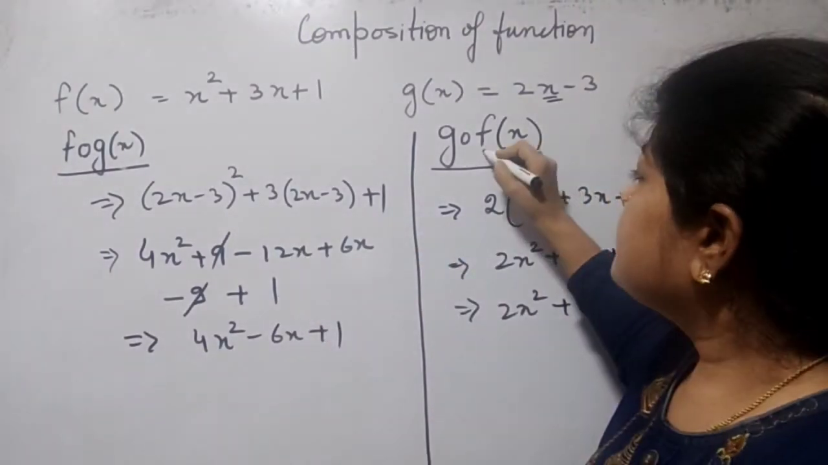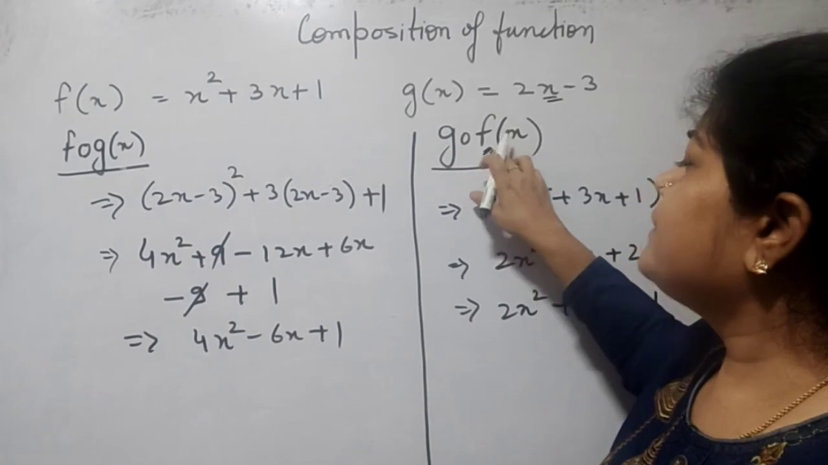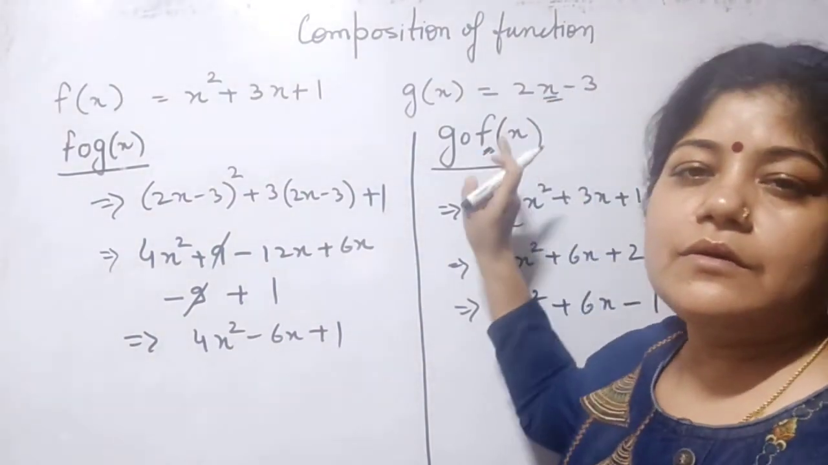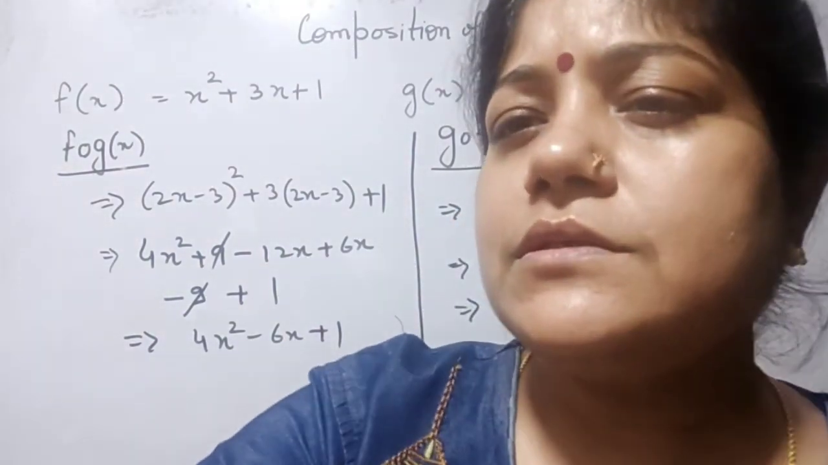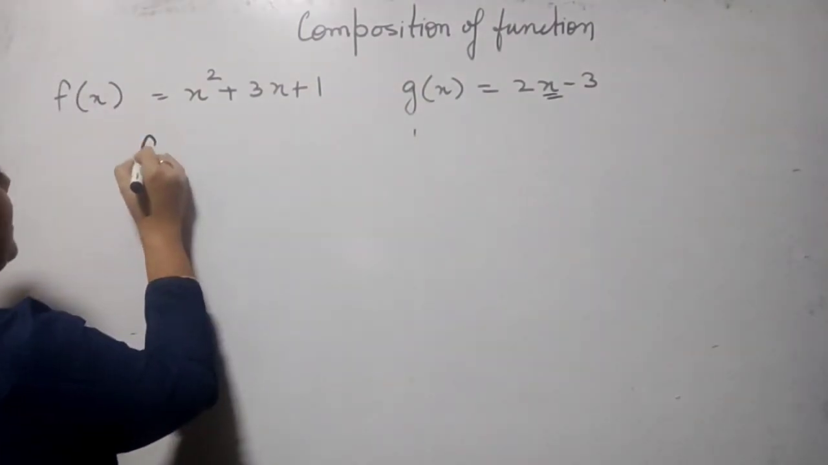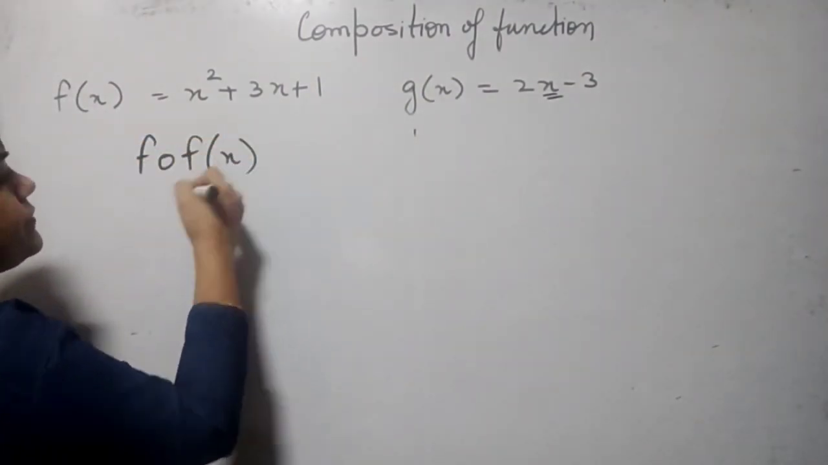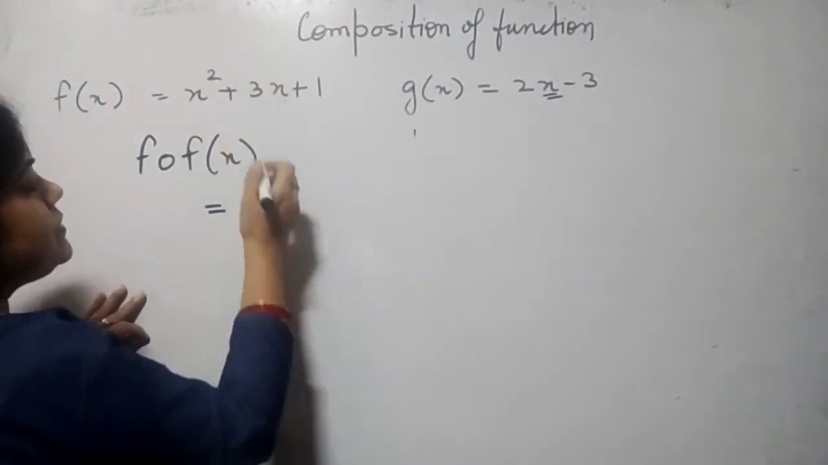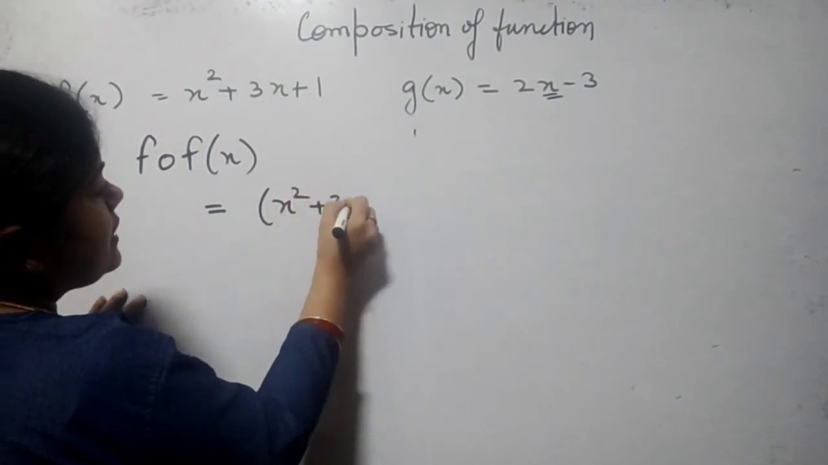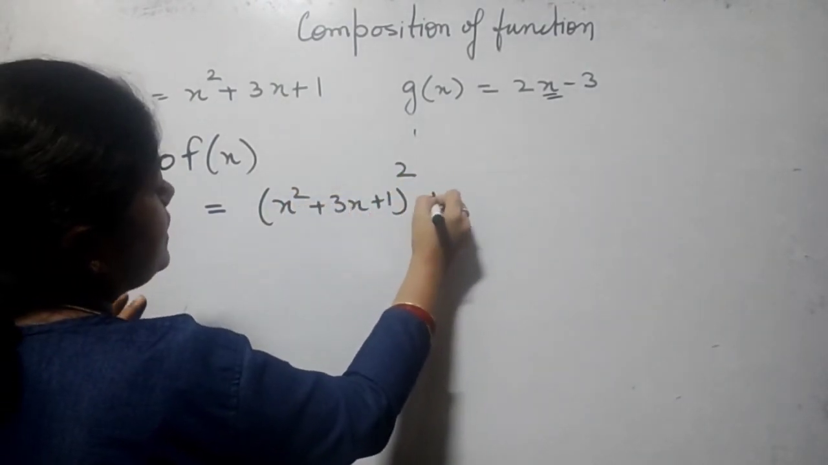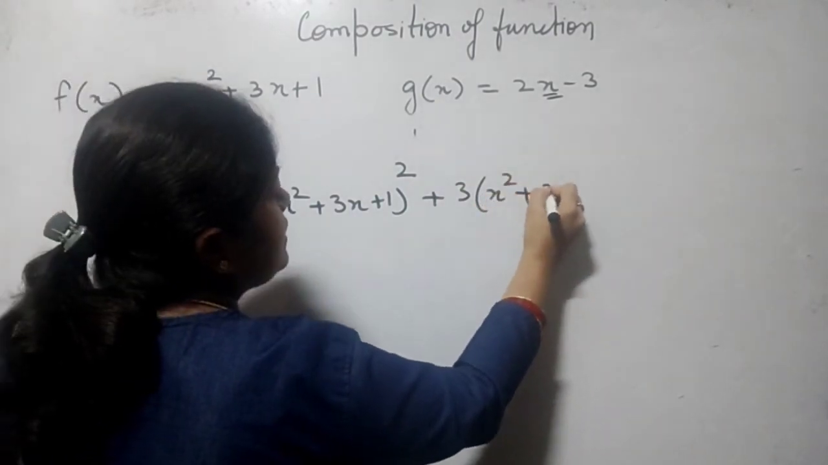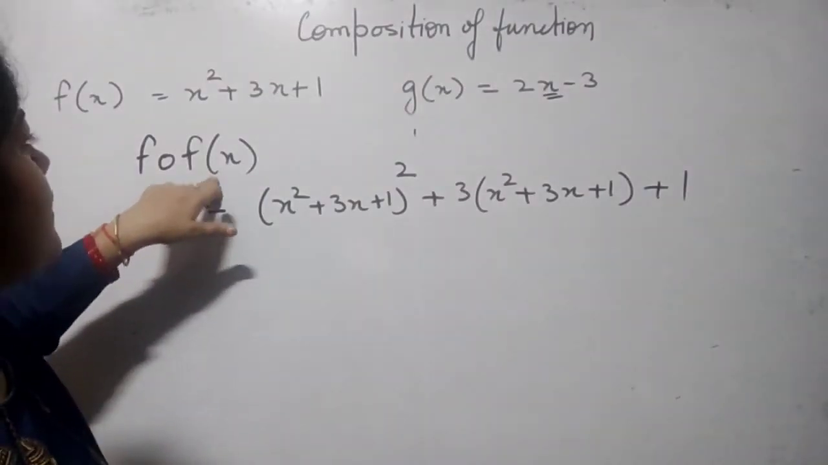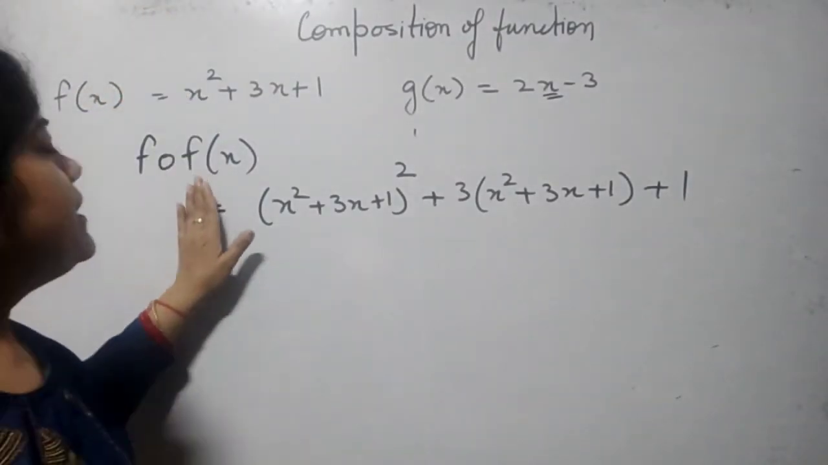That means the function on the right hand side is put in the earlier function. Okay. Now some more functions. For example, it is said that find f of f(x). Then what does it mean? It means that put the value of f(x) in this: (x square plus 3x plus 1) whole square plus 3(x square plus 3x plus 1) plus 1. That means we put the value of f(x) in f(x) again, then it is FOF.